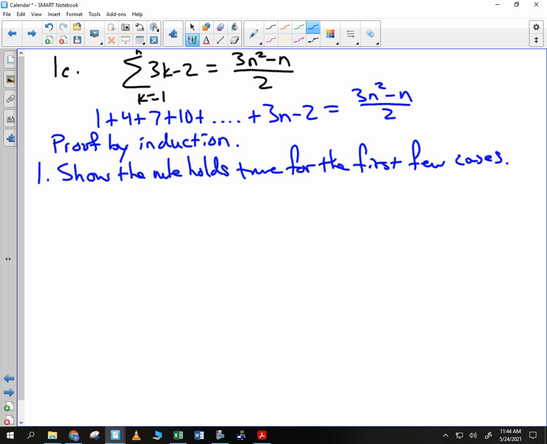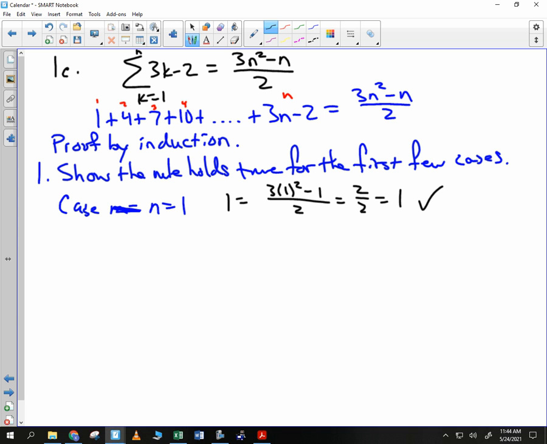For those watching, I'm going to show it holds true for the first few cases. Start with case n equals 1. And you can see that this is my first term, my second, my third, my fourth. It's my nth term. So the first case would be 1 is equal to 3 times 1 squared minus 1 divided by 2, which is 2 over 2, which is 1.